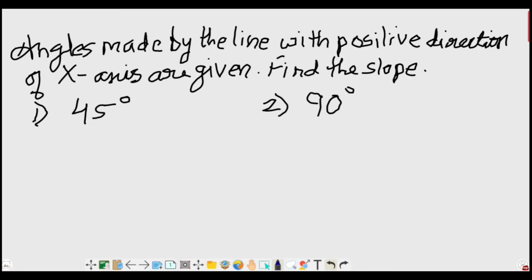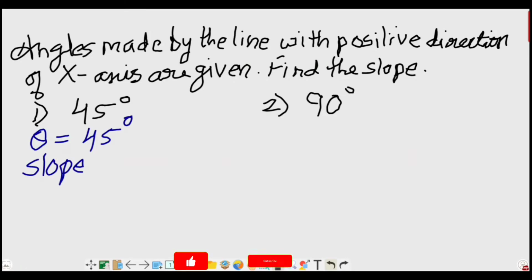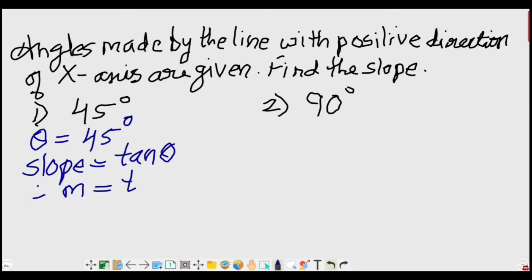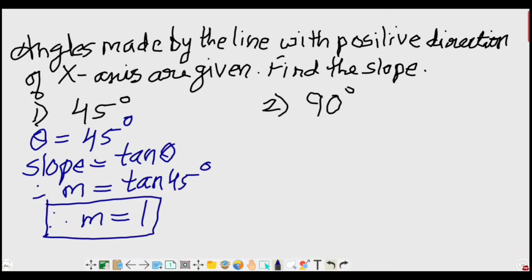Students, let's solve the sum based on that. Angles made by the line with positive direction of x-axis are given. You are asked to find the slope. Now in the first one, inclination is given as 45 degree. You know that slope is equal to tan theta. Slope can be indicated by m. You can substitute the value of theta as 45 degree. You know tan 45 degree is 1. So slope in this case is 1.